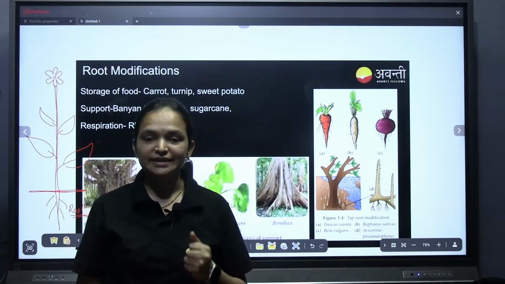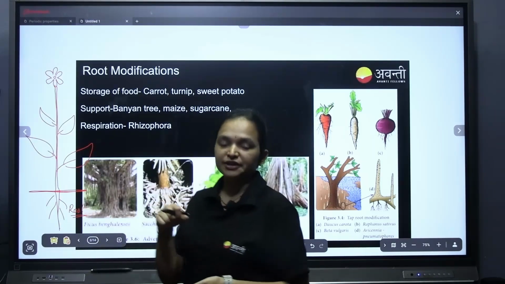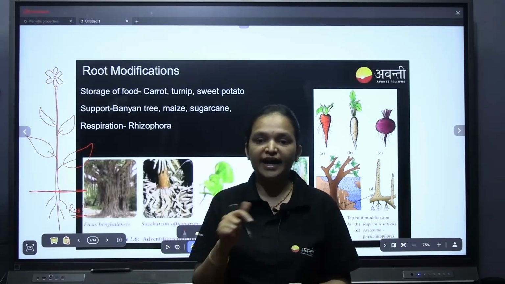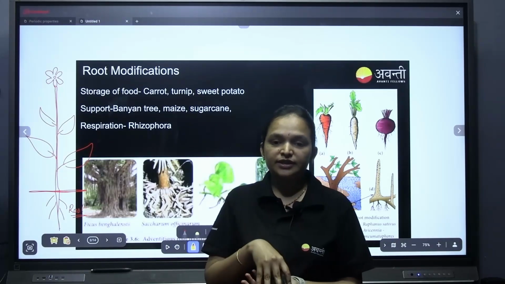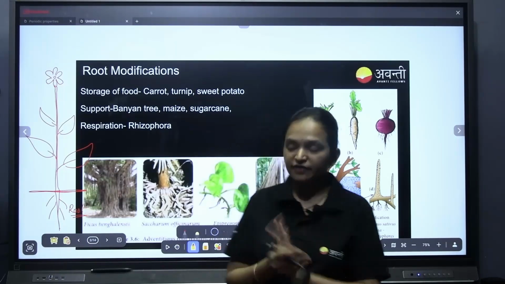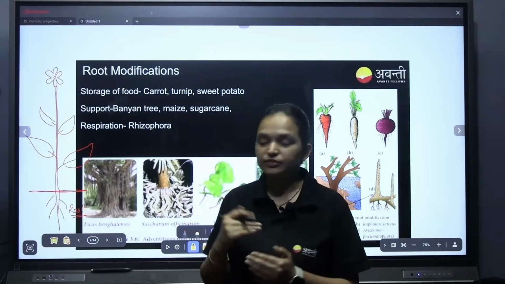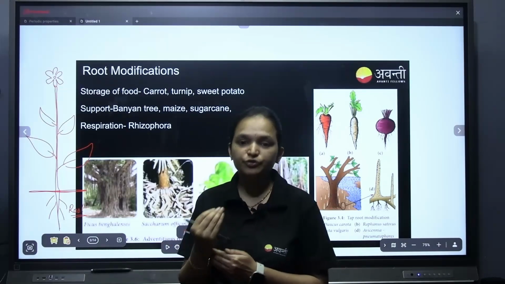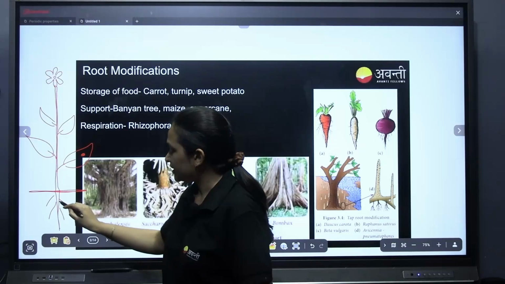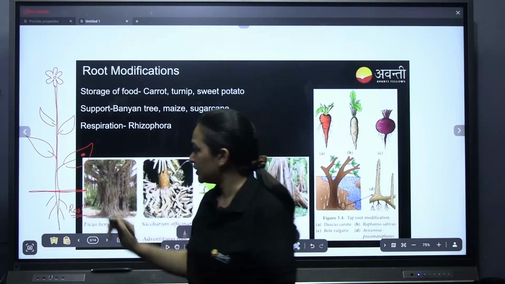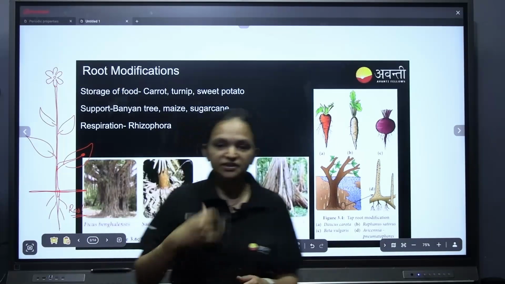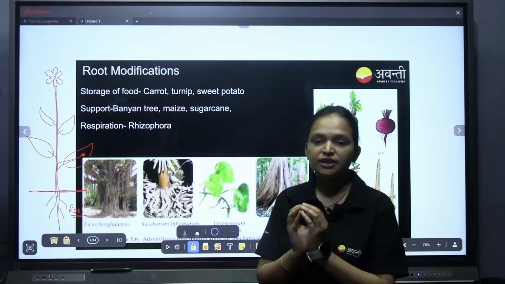Primary function of root is to absorb water and minerals from the soil, because that is the one which is inside the soil, and another main function is the anchorage, that is to have the support for the plant to stand upright. Those are the two main functions. Another function is that the root can be modified for storing food materials. Where is the synthesis of food taking place? Synthesis is taking place in leaves, and the roots are not synthesizing any food. The food will be supplied to roots. Whatever the excess food materials will be stored in the root.